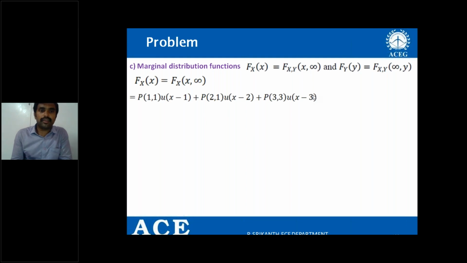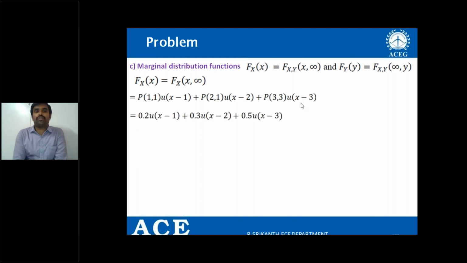Understood? That is p of 1 comma 1 u of x minus 1 plus p of 2 comma 1 u of x minus 2 plus p of 3 comma 3 u of x minus 3. Why? Because p is having the elements 1, 2, 3. Therefore unit steps are becoming x minus 1, x minus 2, x minus 3, right? If I substitute the values, 0.2 u of x minus 1 plus 0.3 u of x minus 2 plus 0.5 u of x minus 3.